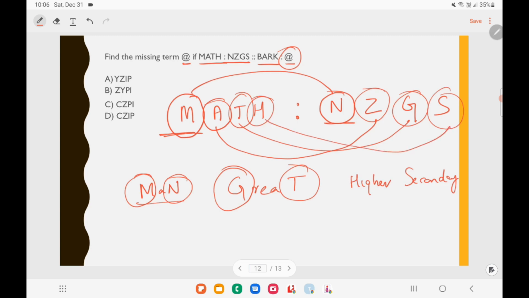Okay. So we understood how the coding is being done. So now we need to see how BARK will be coded. We know that A will be coded to Z, right? B will be coded to Y, right? So we need to find out how R and K are coded. But actually you don't need to do it because we understood that Y and Z are the first two letters. There is only one option with Y and Z coming in the first letters. So option A is the right answer.